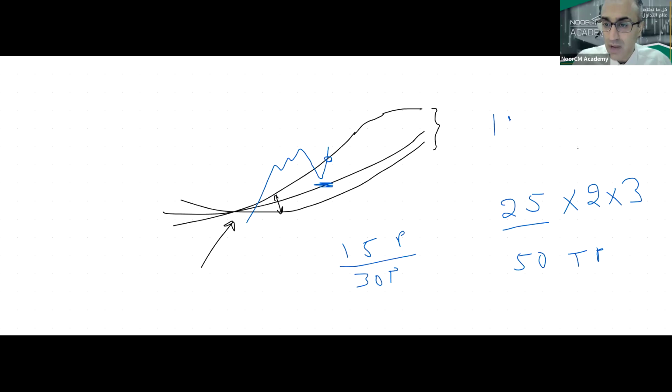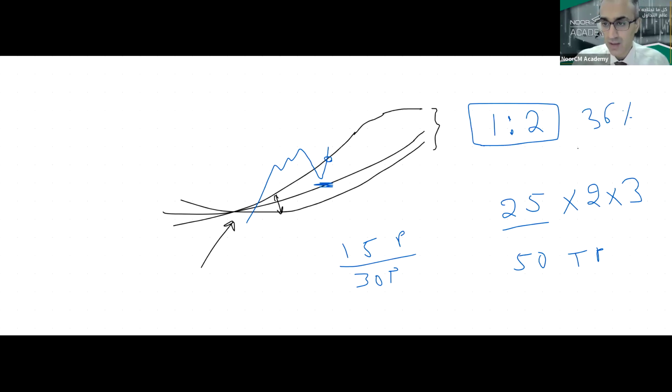Do you know what this means? A 1 to 2 risk reward ratio means that you need to be successful 36% of the time. Like if you took 100 trades and you want to be profitable, at least 36 trades should be winners.